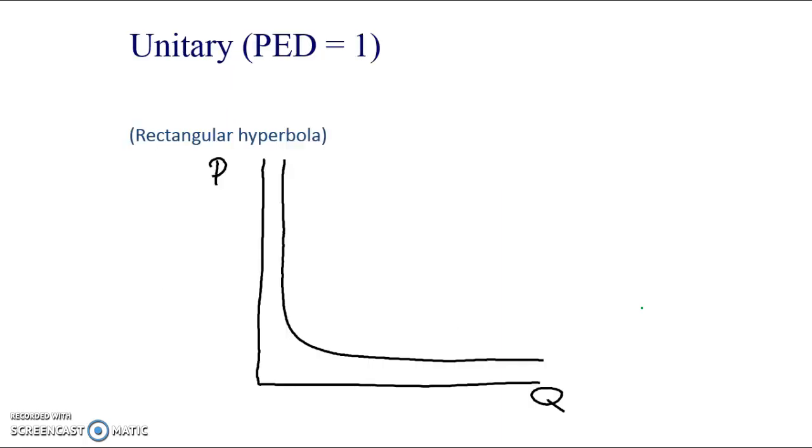This is when we have unitary elasticity or unit elasticity, and this is where PED would equal 1, or to be more exact, it would actually be -1. And this is called a rectangular hyperbola. It's this funny shape, but this is where elasticity all the way along is 1.